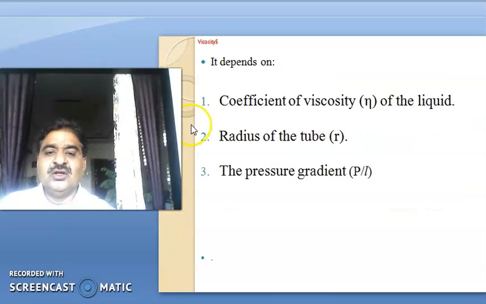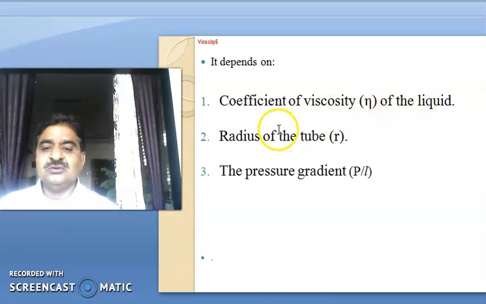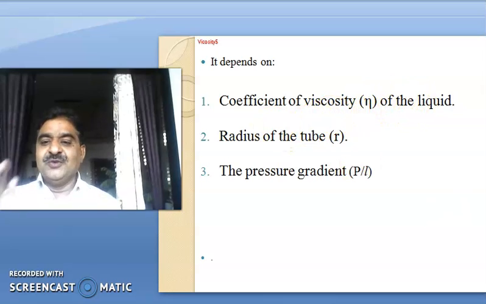Now, it depends upon what? Volume per unit time depends upon three things. Number one, coefficient of viscosity, whether the liquid is thick or thin. Second one is the radius of the tube, that is r. Third, the pressure gradient P upon L. I mean the rate of flow of liquid depends upon eta, radius and pressure gradient P by L.